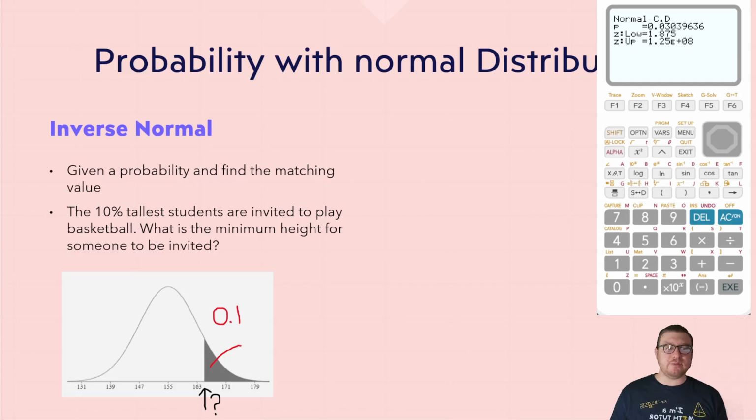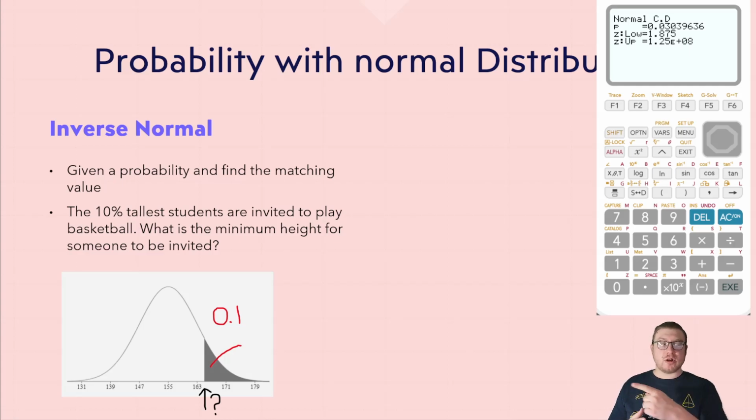Now, let's have a look at the inverse normal. We've used the NCD button a few times. Now we also need to use the inverse. The inverse will be used if you already know the probability, but you're looking for a value. You're looking for some information that is not probability. So if you read a question like this, 10% of the tallest students are invited to play basketball. What is the minimum height for someone to be invited? We have a probability already, so we do not want to calculate any more probabilities using NCD.